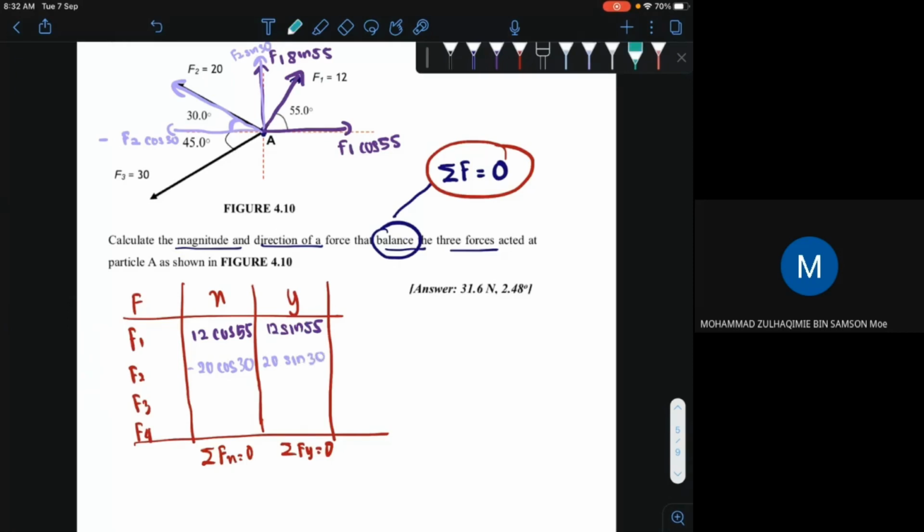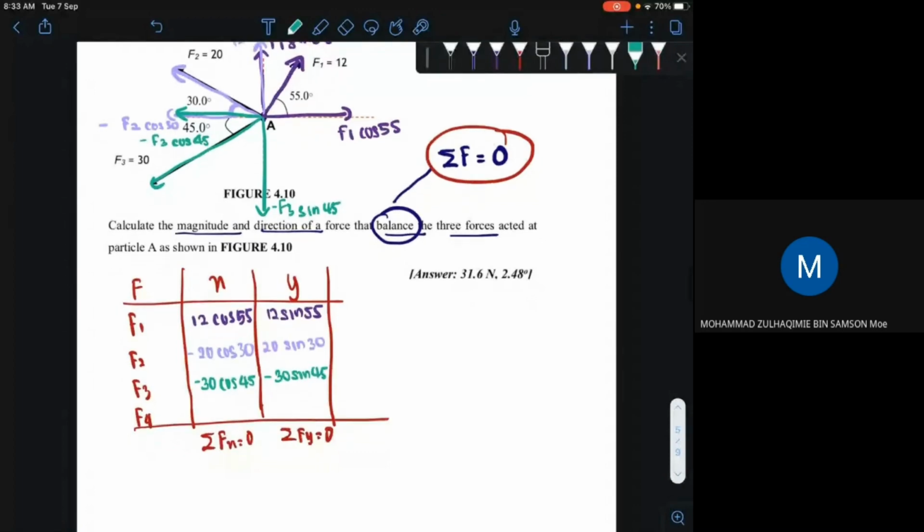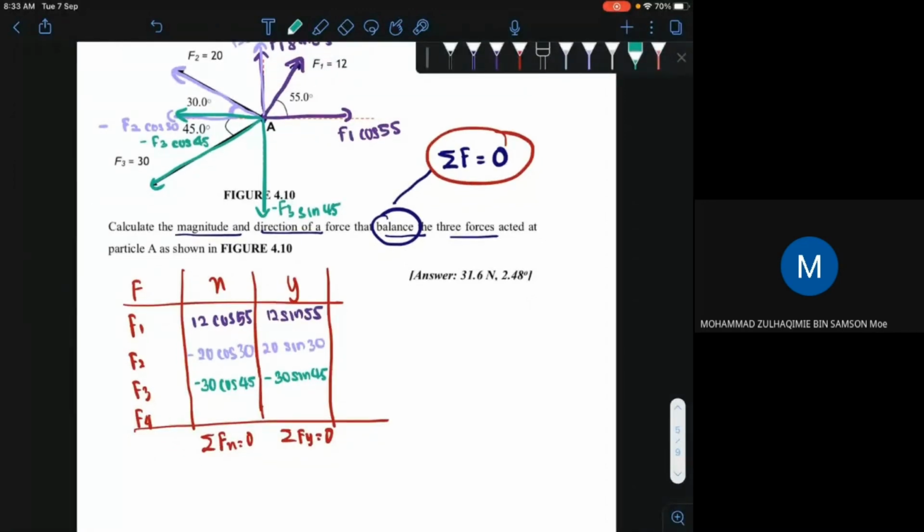And then F3, you have it in this direction. So F3 along X goes this way. So we will have F3 cos 45 to the left, negative. So negative 30 cos 45. And then F3 along Y goes downward, F3 sin 45 downward, negative. Negative 30 sin 45.